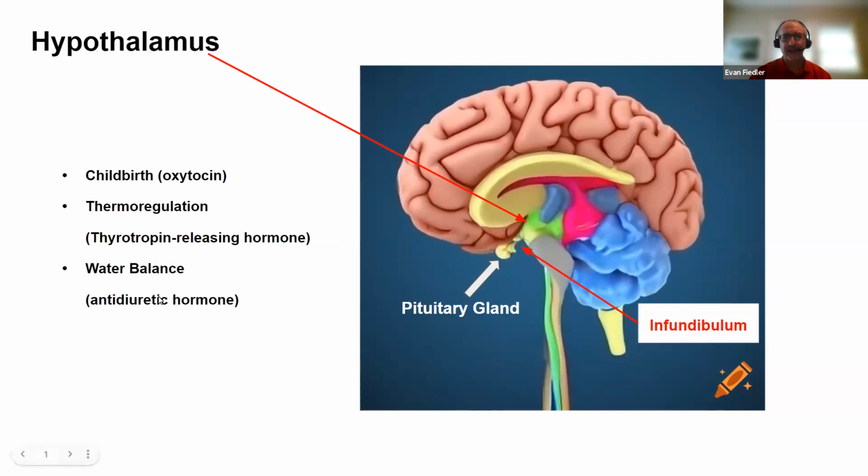Water balance, anti-diuretic hormone. A diuretic causes you to lose water. Anti-diuretic causes you to retain water. Anti, against. Produced by the hypothalamus, stored in the posterior pituitary gland. When blood pressure drops, this will be released from the posterior pituitary gland, target the kidneys, and cause the kidneys to retain water, increase the blood volume. Because blood pressure is a pressure against arterial walls, and greater volume will increase that pressure.